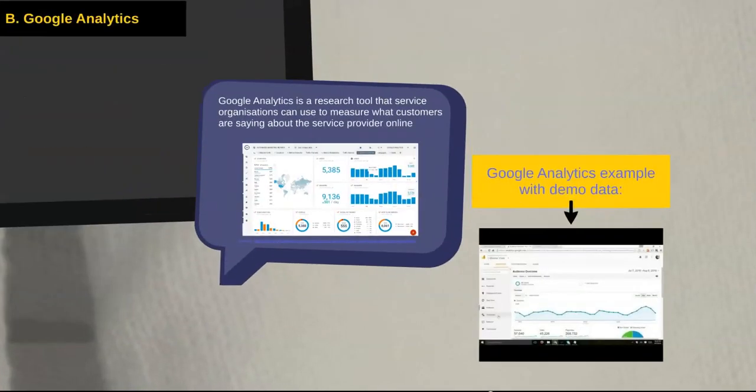Another very effective tool, if you are aiming to move into business or becoming a marketing consultant or marketing manager for an organization, is Google Analytics. Google Analytics is a research tool that service organizations can use to measure what customers are saying about the service provider online. This is such an underrated statement. If you understand how Google Analytics works and you can manage your website and your business effectively to increase, enhance, or maximize your outputs, then you can become successful, guaranteed.